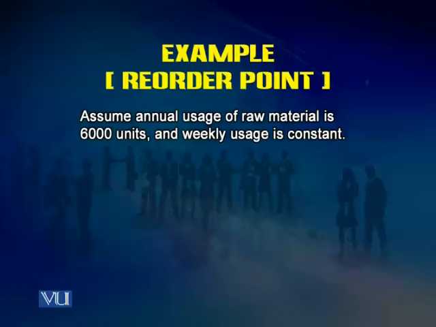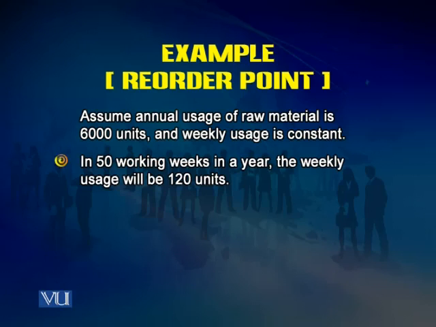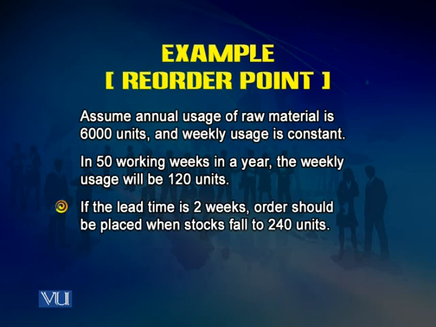Example of reorder point. Assume annual usage of raw material is 6,000 units and weekly usage is constant. In 50 working weeks in a year, the weekly usage will be 120. In other words, 6,000 divided by 50, the weekly usage will be 120. If the lead time is 2 weeks, order should be placed when stocks fall to 240 units.